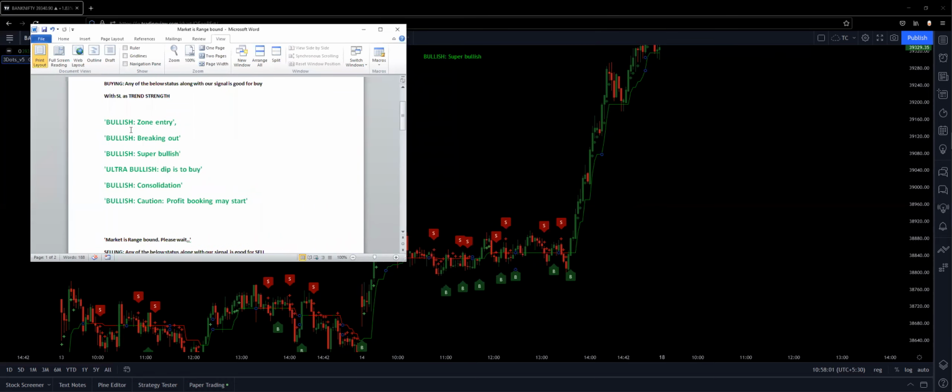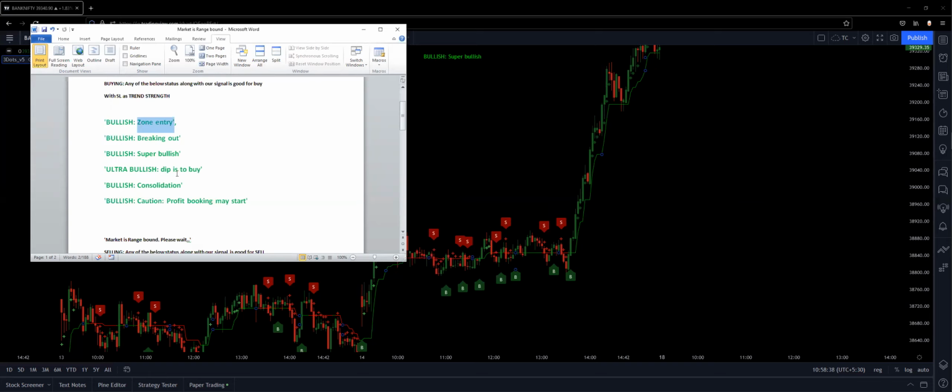One is zone entry, right? So if it is going from sideways to a bullish zone, first thing shown will be bullish zone entry. It is entering a bullish zone. And if it starts trending upwards, it will show that it is breaking out, right? It's an entry, then it starts breaking out, then there will be a super bullish phase, and then ultra bullish. So here, something like this would be ultra bullish.